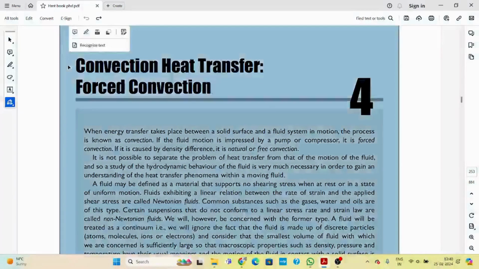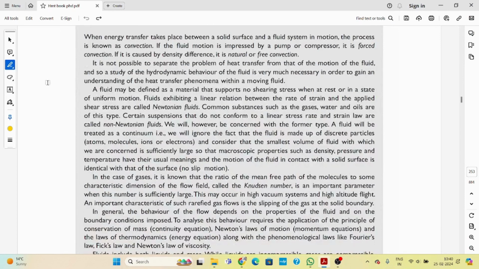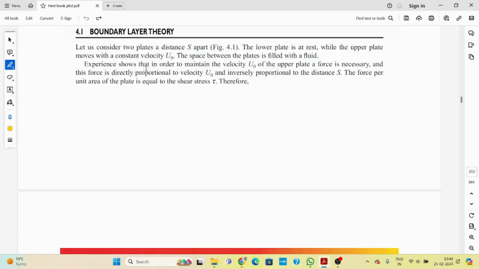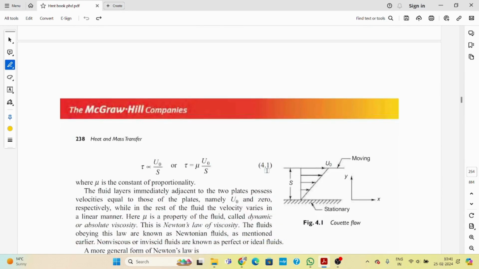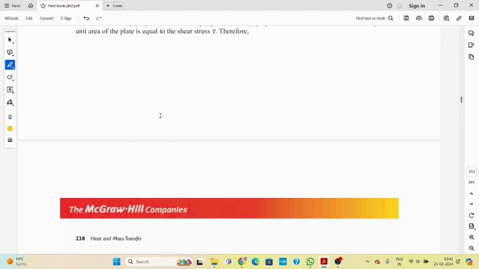Further we will go through what a boundary layer is, and you can read about it. If you know the type of flow, like here is the stationary boundary, and there is a plate.